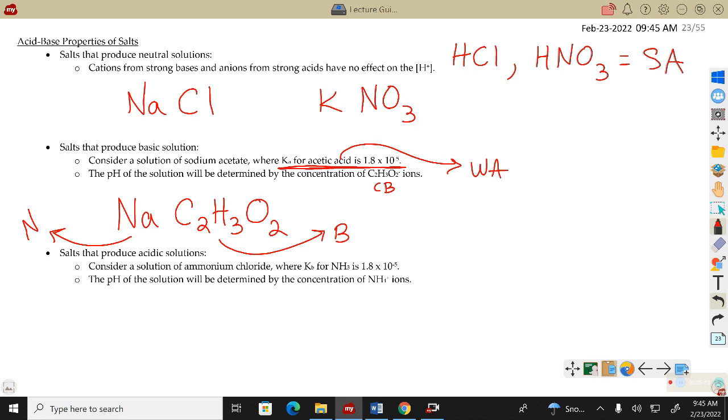Consider an acidic salt, something like ammonium chloride, NH4Cl. I ask myself the same two questions. Question number one: could either of these ions produce hydrogen? And I actually say, ooh, well, maybe. They're giving me another hint here that Kb for NH3, ammonia, is small.